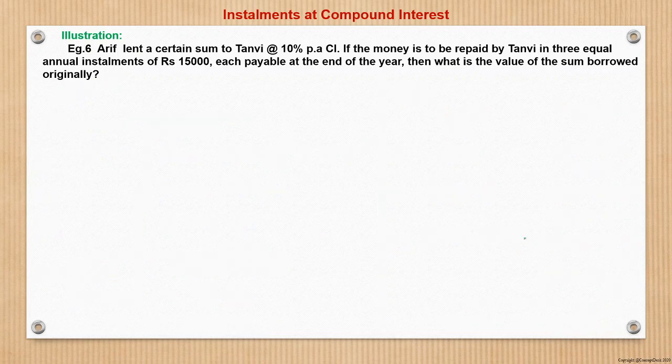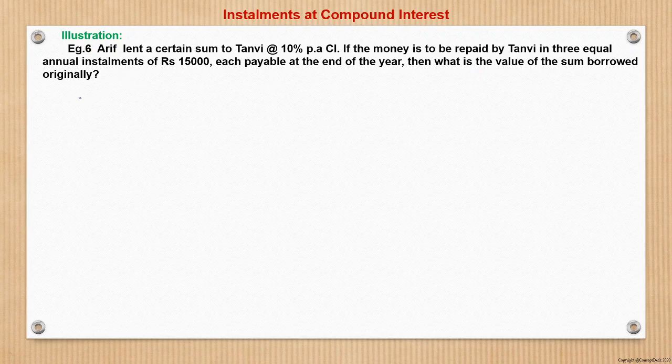Now let us see question number 6 again. Similar nature only. Arif lent a certain sum to Tanvi at 10% per annum compound interest. Here, if the money is to be repaid by Tanvi in 3 equal annual installments of 15,000 rupees each, payable at the end of the year, then what is the value of the sum borrowed originally?